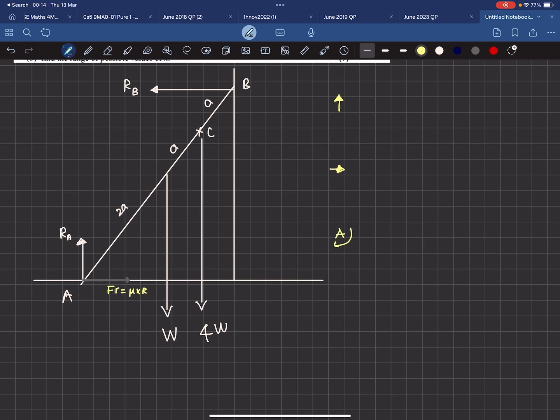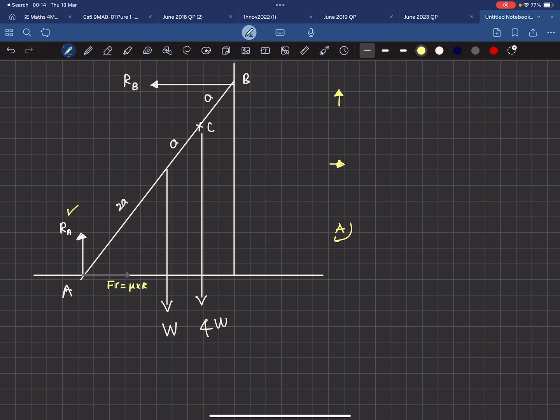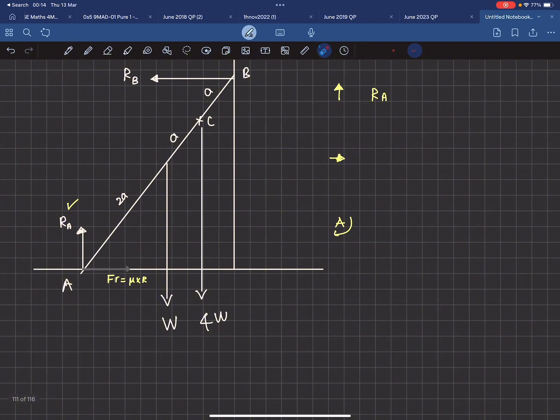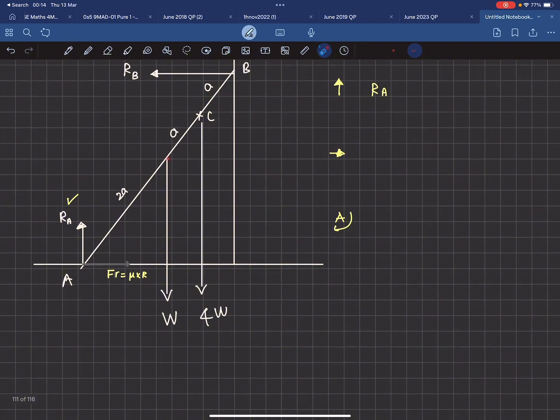So up equals down. First thing I would think, okay, is all my forces up equals down? I can see RA is upwards. So let's mark RA as upwards. Is there any force facing upwards? There is no force here facing upwards. This is downwards. This is downwards. This is to the left-hand side. That's to the right-hand side. So RA equals W plus 4W, which is RA equals 5W.